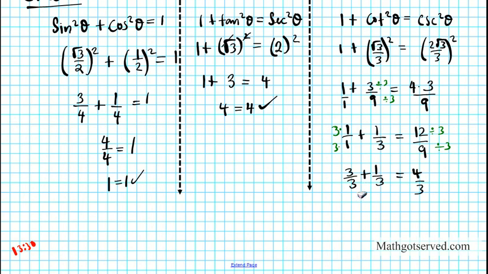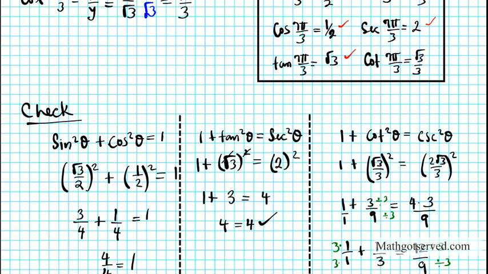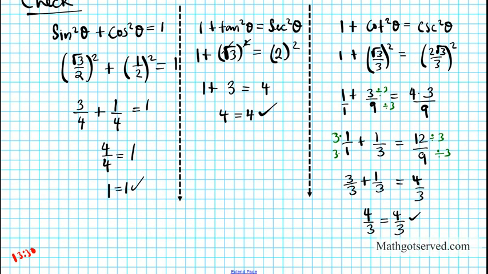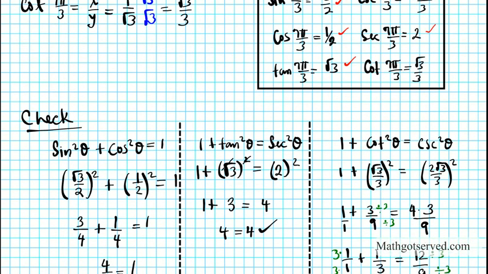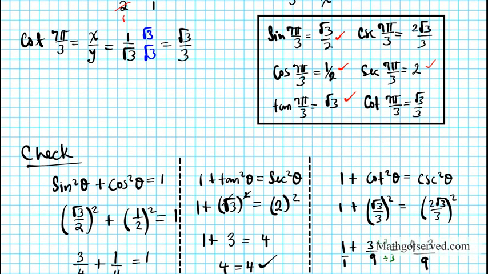On the left side, the denominators are the same, so we just add the numerators. We have 4 over 3 equals 4 over 3. That checks out. That means all our answers are correct. So we're now confident that all the answers are accurate. So cosecant is right and cotangent is right. So we're done showing that all our results are accurate.